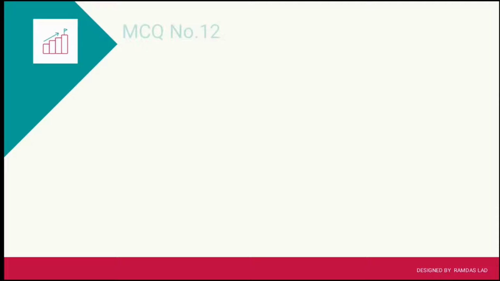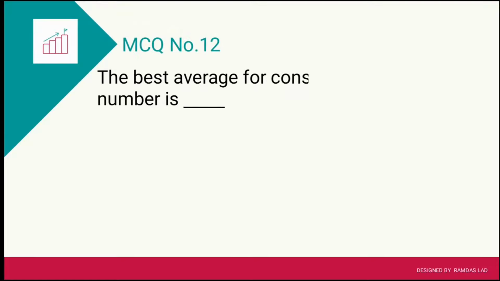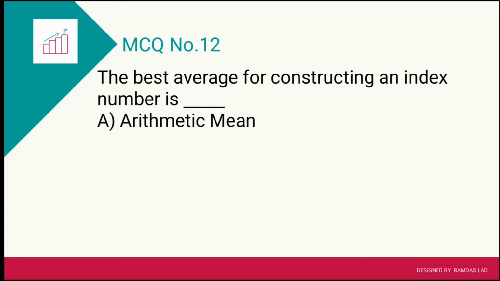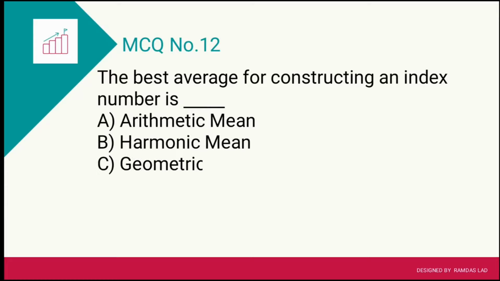Then question number 12. The best average for constructing an index number is. So the options are given, various averages. Option A arithmetic mean, option B harmonic mean, option C geometric mean, option D none of these. So here the correct answer is option B harmonic mean.